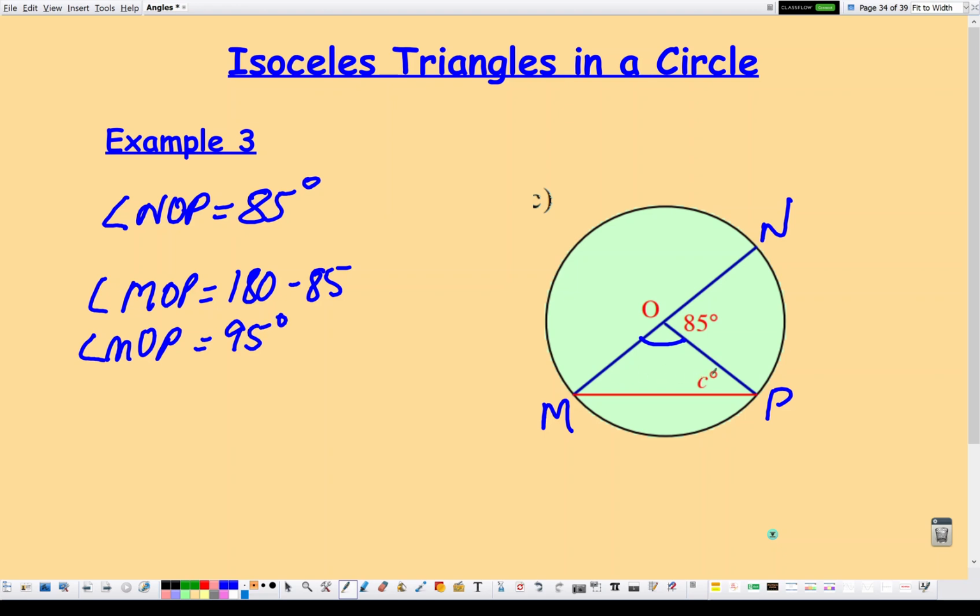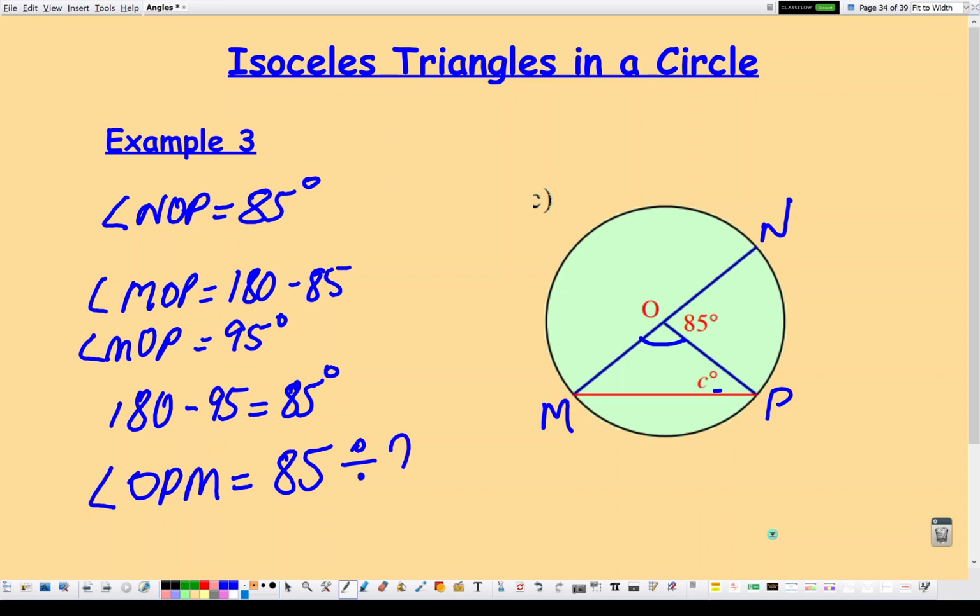Okay, now it's a similar question to what I had in the previous one. I need to find the difference between 95 and 180 to get what these are in total at MP, and then divide by 2. So 180 minus 95, that's 85 degrees. Okay, so angle C, which you can either call C or you can call OPM, which is the more mathematical way to call it, is going to be 85 degrees divided by 2, because 85 was the total of these two angles, remember, so they're both the same, so divided by 2, that's going to be 42.5 degrees.